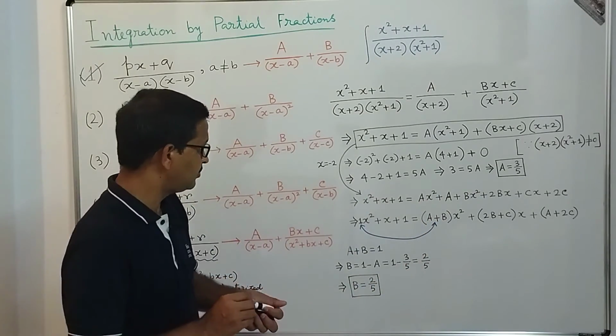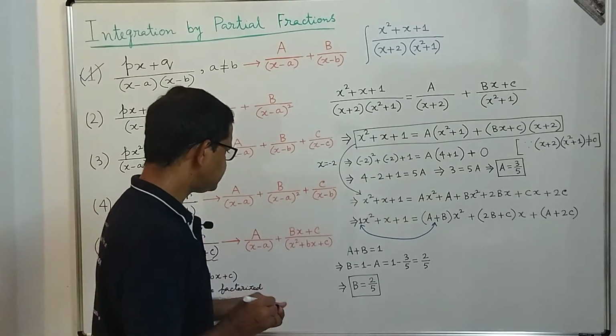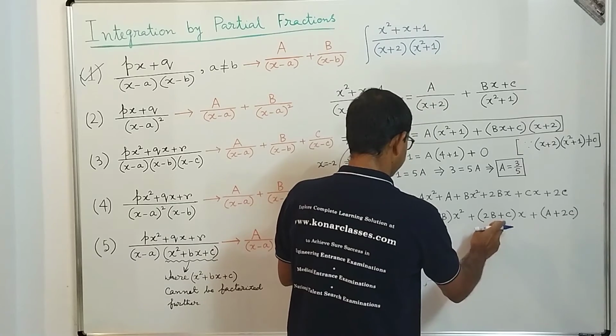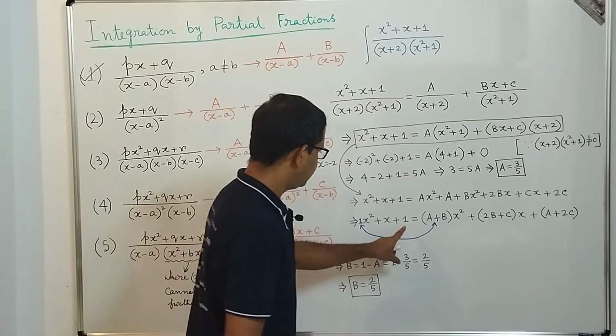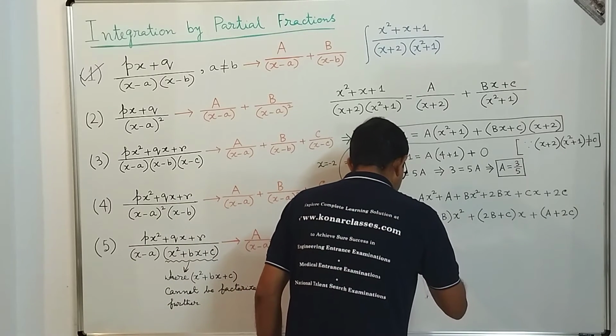Now what are we left with? To find the value of c. For that there are two things we can do: we can equate the coefficient of x in both the sides, or we can equate the constant term in both the sides. So I take the constant term.